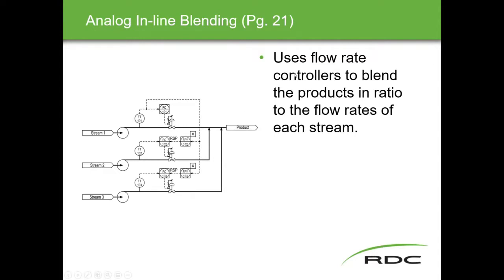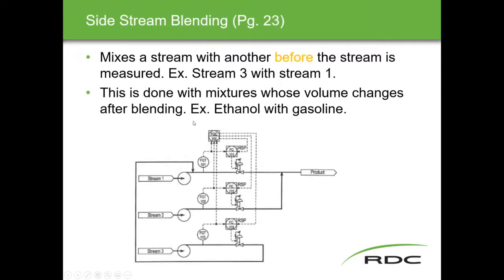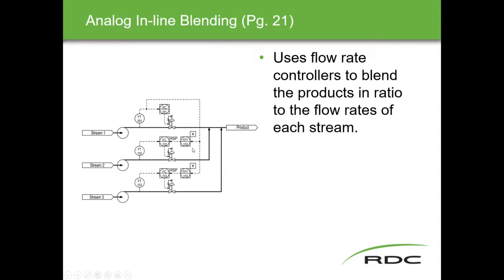So there. Okay, what is blending? Uses flow rate controllers to blend the products in ratio to the flow rates of each stream. So just like the simpler mixing ratio scheme, blending achieves the same outcome. It provides a product that is consistent based on ratios of different streams compared to a wild stream. So as stream one increases or decreases, we have multipliers applied to each of the other streams in order to keep it in the correct ratio to maintain our product quality and our product specification.